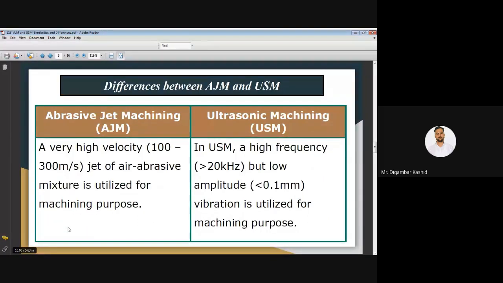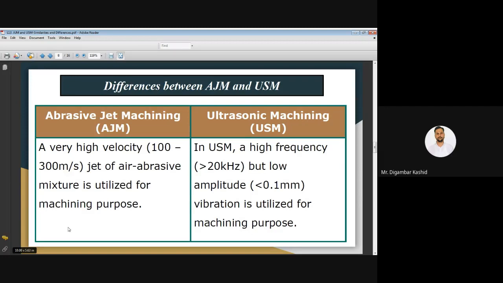Now come to the difference. Once again, on one side you will get the point about abrasive jet machining, and in the second column you will get the ultrasonic machining point. In case of abrasive jet machining, a high velocity jet of air abrasive mixture, with velocity of 100 to 300 meter per second, is utilized for removal of the material.